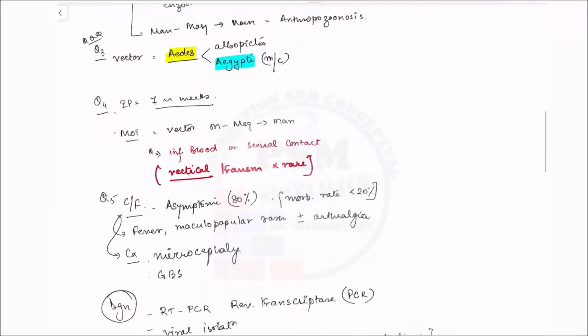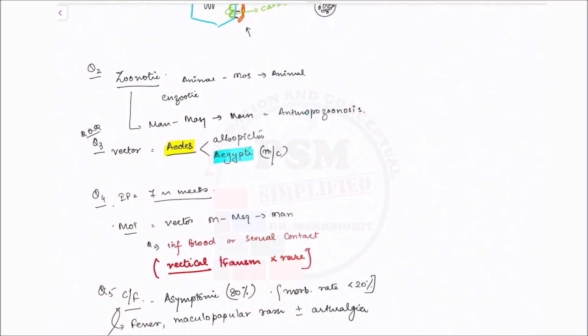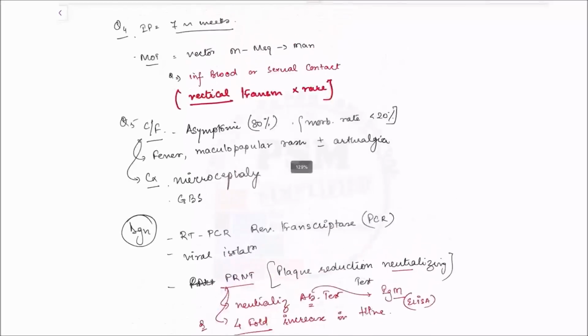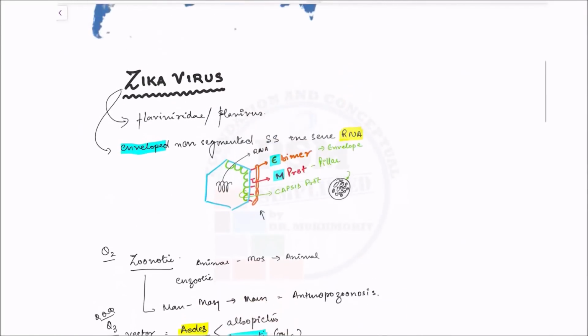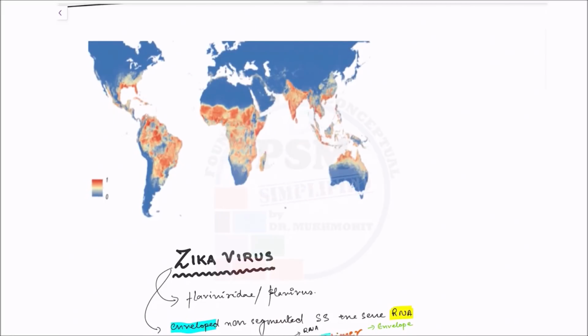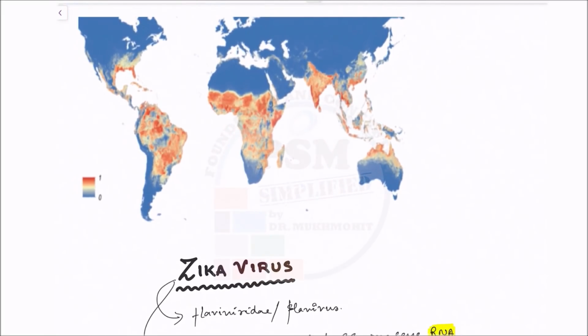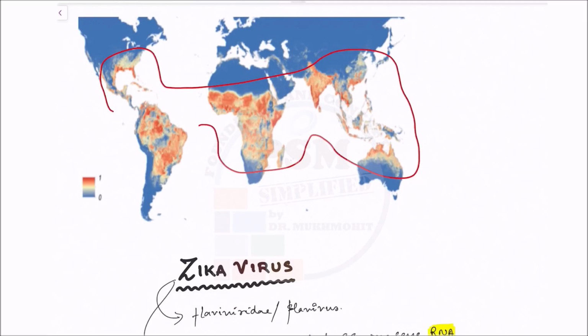So we have talked about the incubation period, the mode of transmission, the clinical features, diagnosis and treatment for Zika. I would also like to point out that if you talk about Zika, the predominant areas you can see are more so in this particular belt. If you talk of global health, it is more so in this particular area. This could be a tropical or temperate area where there are more mosquitoes, and therefore this disease is prevalent over here.